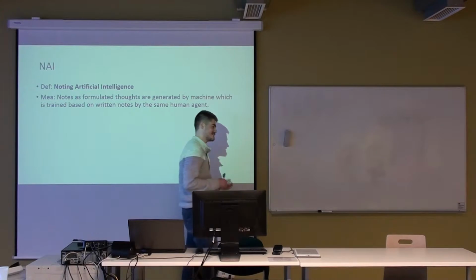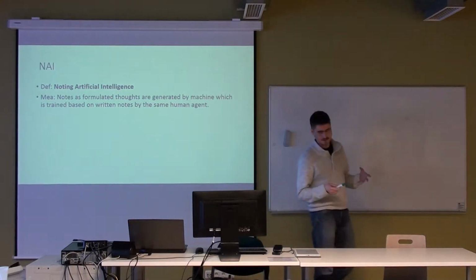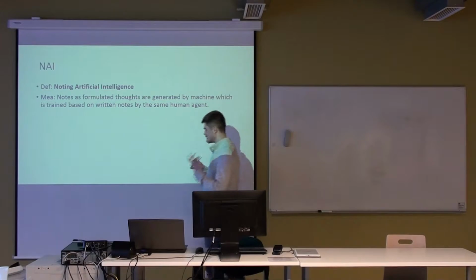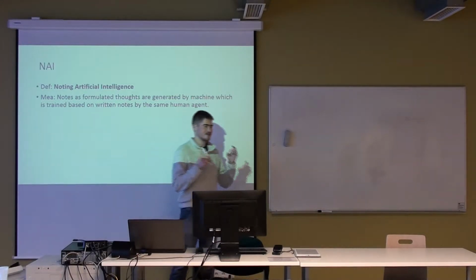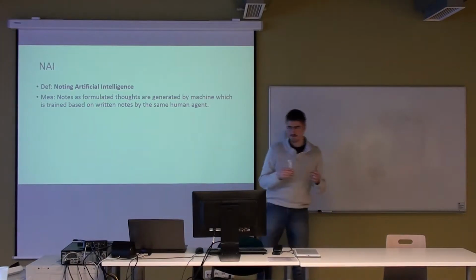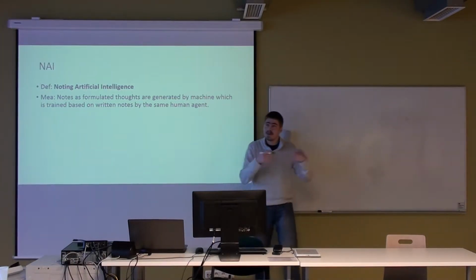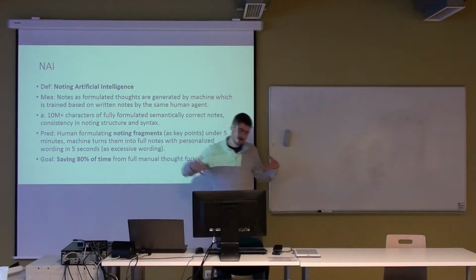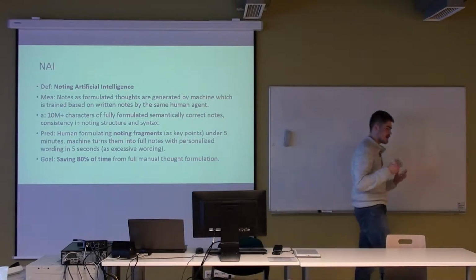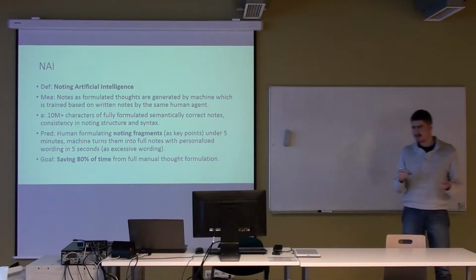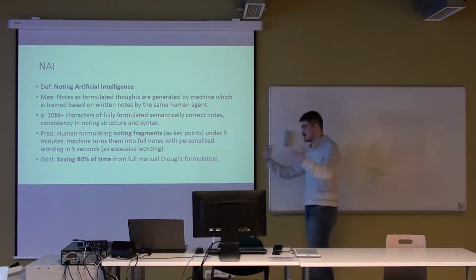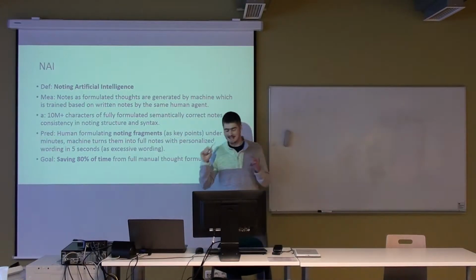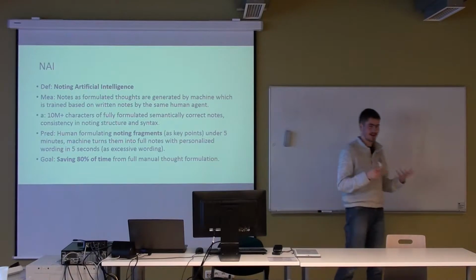So what is NAI? It's noting artificial intelligence, simply put. It's a machine that ideally would generate thoughts that are similar to the way I would do it, given that I have trained it with my own notes. Get it? So I'm providing it data, it learns to be not me, but to think like me, and then when I have some thoughts in my mind, some fragments that I want to utter, I only have to write down some keywords, and the machine is going to expand this according to the wording that I would use normally by myself, and the style and the structure, so that I save more time, as the main goal in life, at least how I see it.